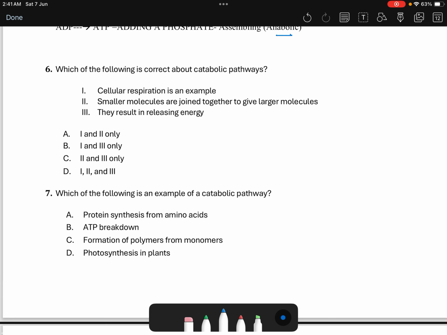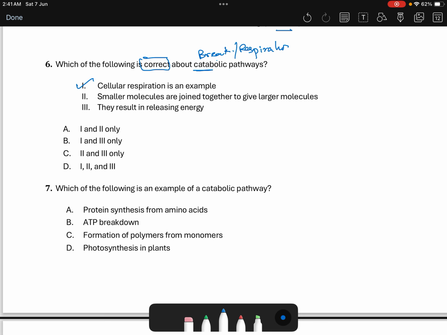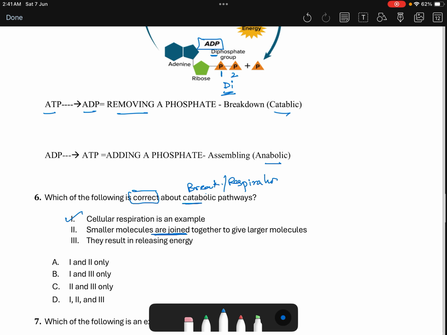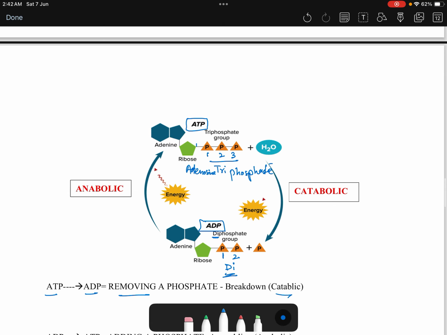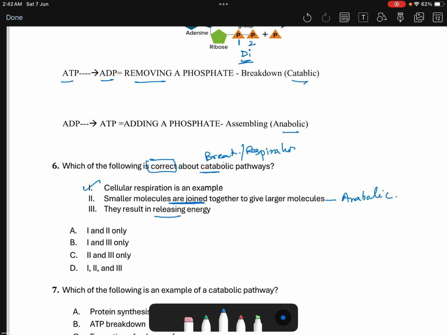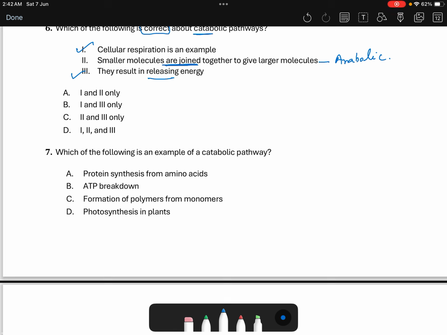Which of the following is correct about the catabolic? Catabolic means we know it's a breakdown, right? And it's respiration as per our example. So cellular respiration is an example. Smaller molecules are joined? No, we don't join them, this is anabolic. And they result in releasing energy. So catabolic, they release energy. Yes, catabolic is the one that is releasing energy, so this is also correct. So 1 and 3, that is B.